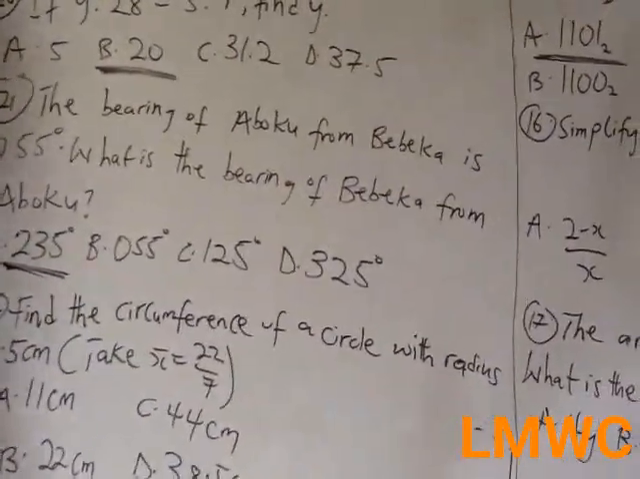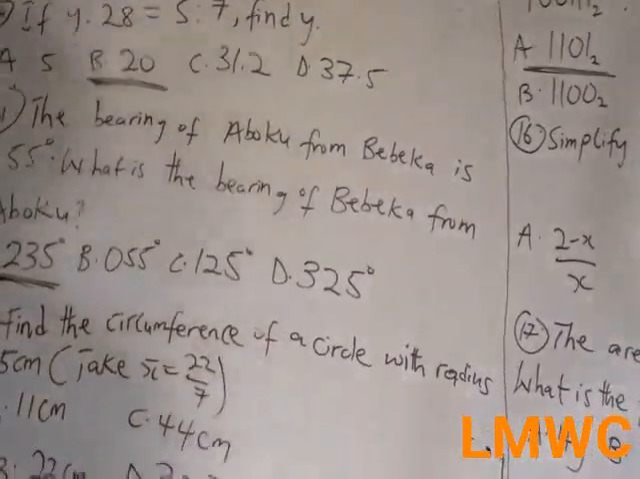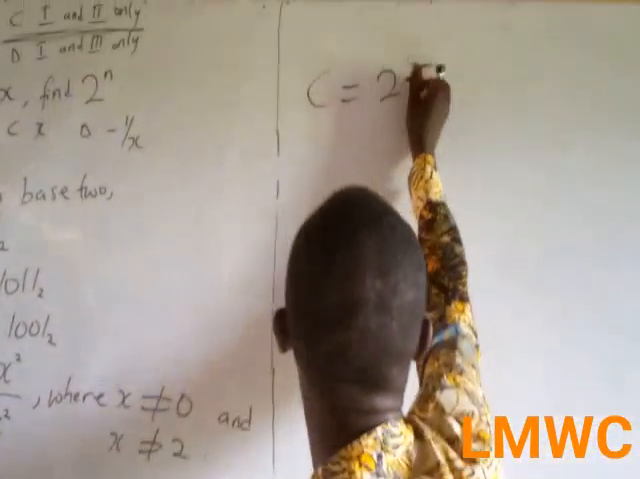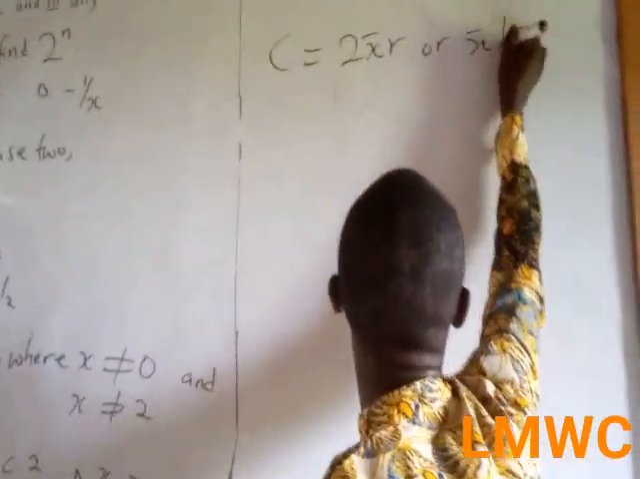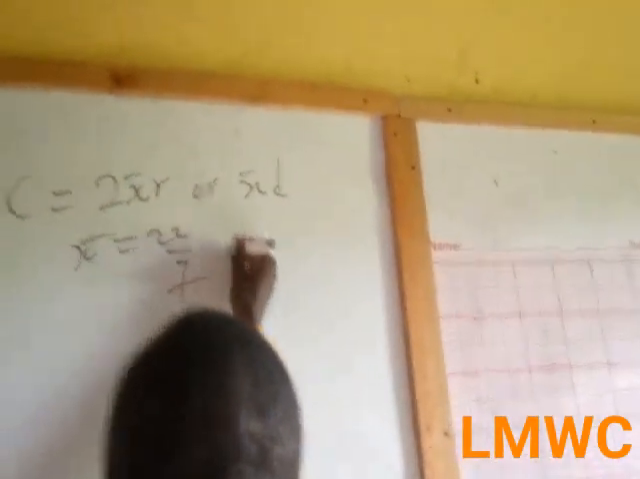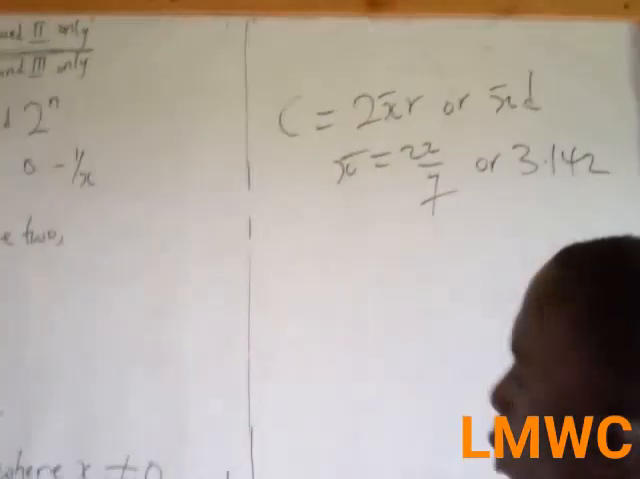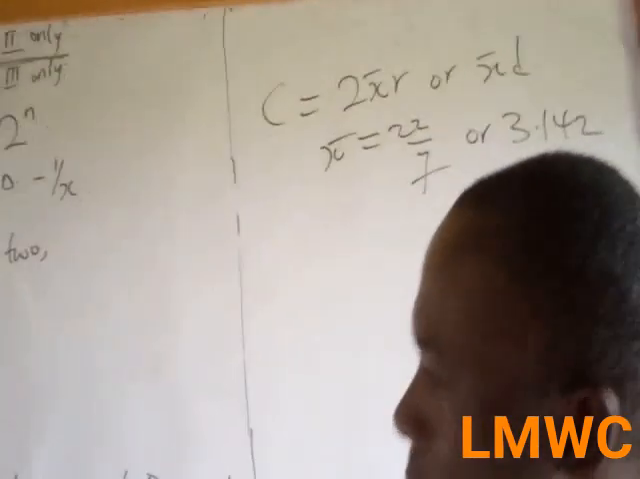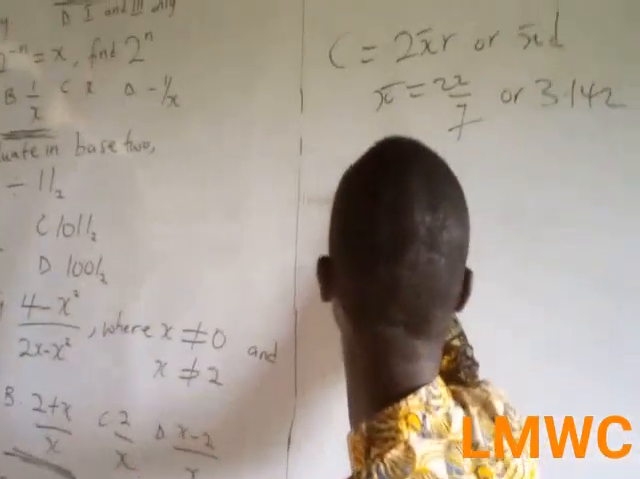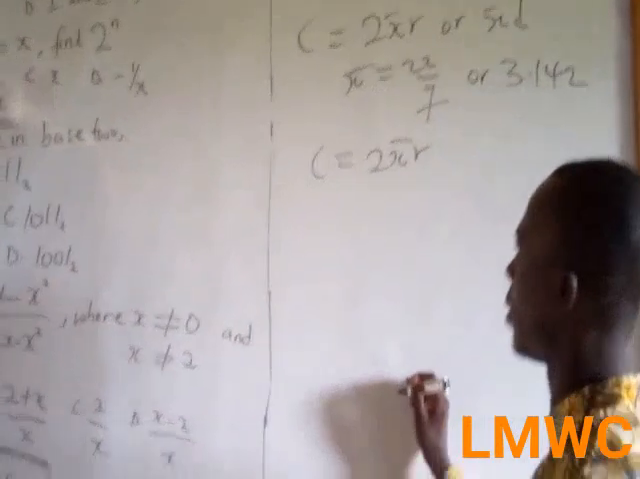Find the circumference of a circle with the radius 3.5 centimeters. Take pi is equal to 22 over 7. So this is mensuration. And the formula for circumference of a circle is 2 pi r or pi d. It's either you use this one or this one. So now they have asked you to take pi as 22 over 7. Pi is also equal to 3.142. Take note. They gave you radius as 3.5. So now we must use the first formula, which is 2 pi r, because radius is given in the question.